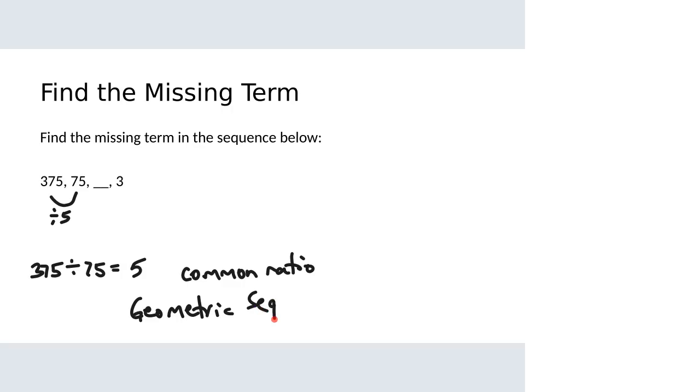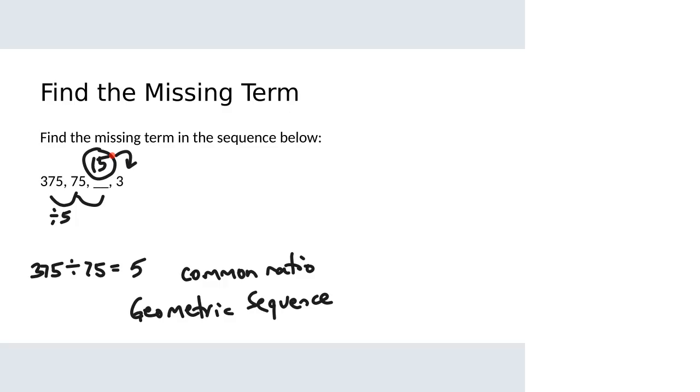Now, we haven't verified that yet, but if dividing by 5 is what we do, then I'll divide by 5 again, and that puts a 15 in here. And then to make sure it's right, divide by 5, it lands me at 3. Great. So now I'm confident in my 15. I'm confident that I have a common ratio, and this is a geometric sequence.